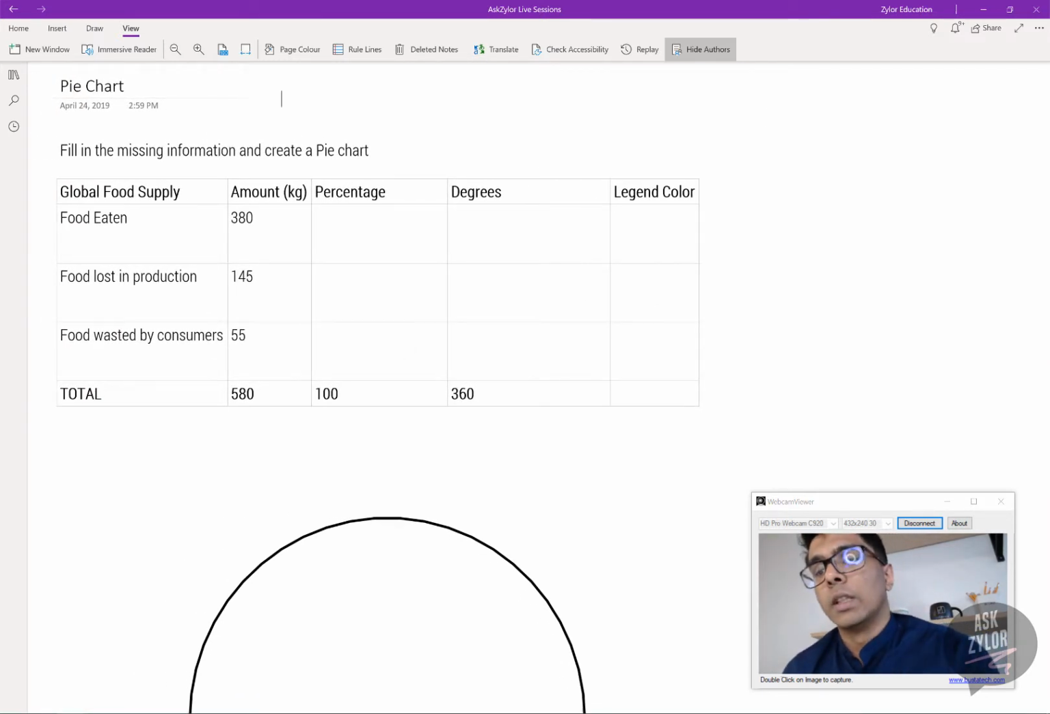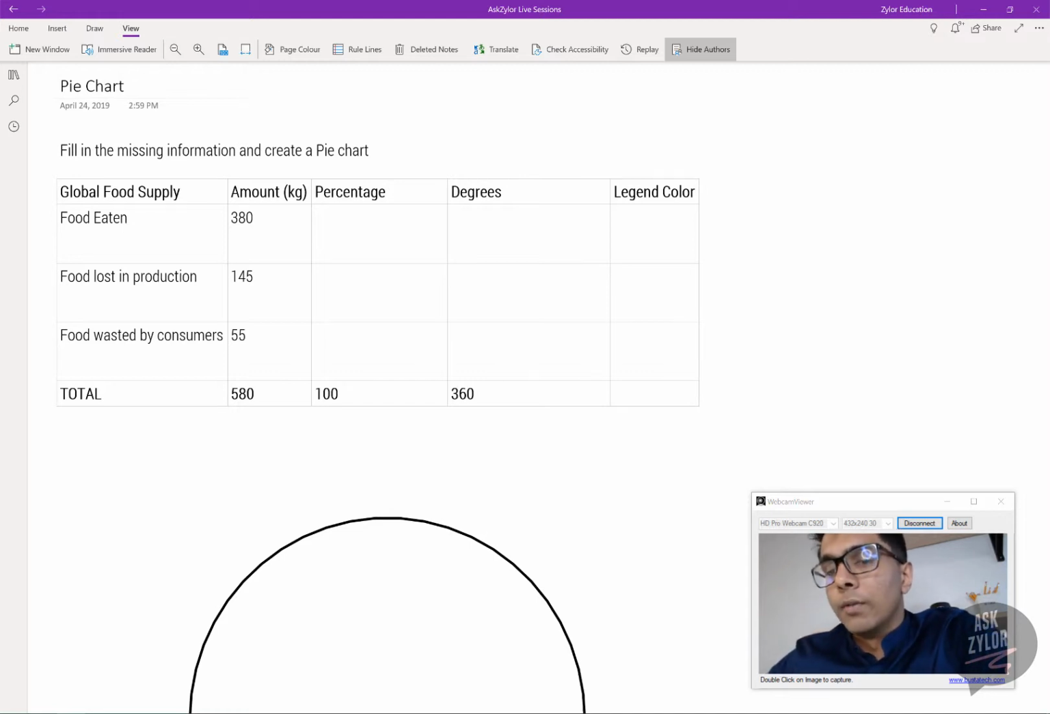This is an elementary math question. So we're dealing with a pie chart. We have to fill in the missing information and create a pie chart. So we're given a bunch of values, and we have to essentially make this pie graph. So we'll convert these values into percentages first, then we'll convert them into degrees.